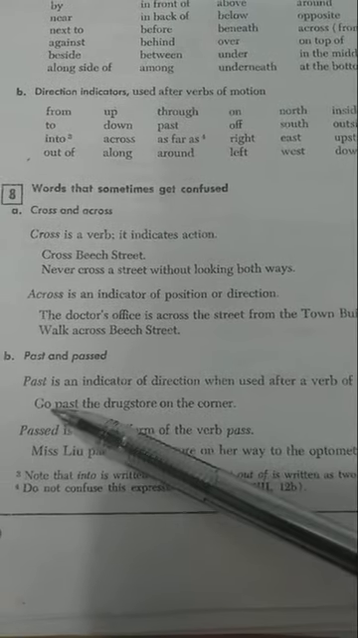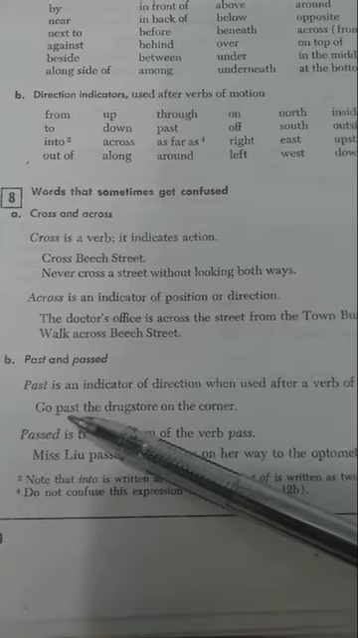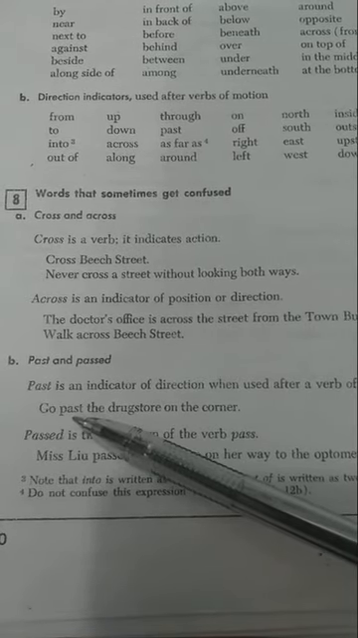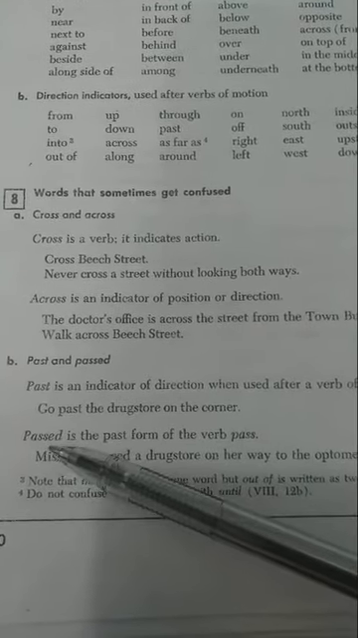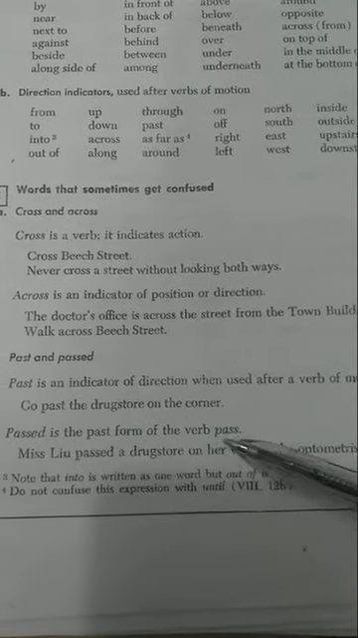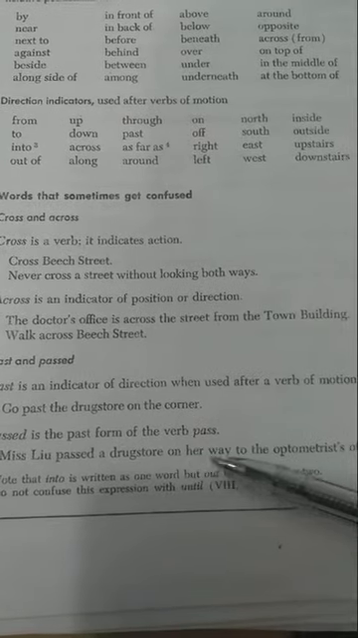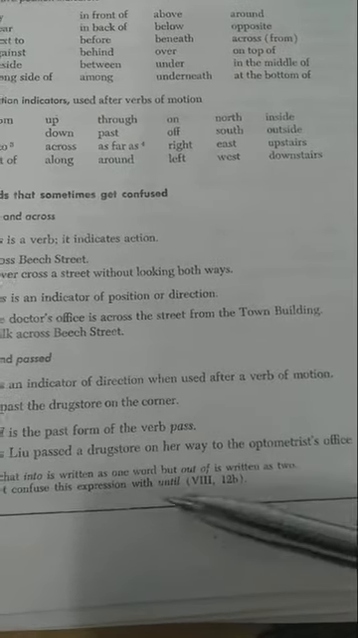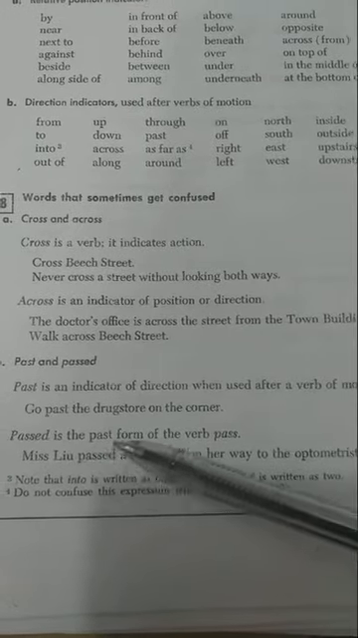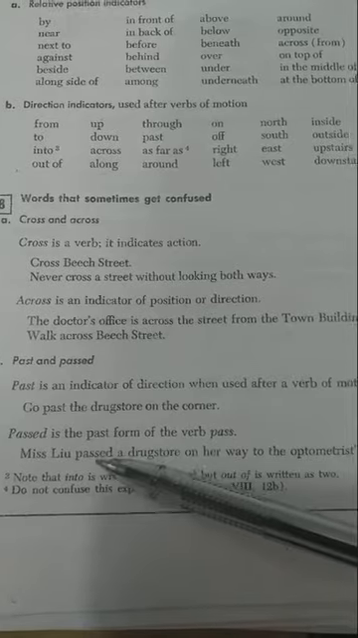Let's examine the following example. Go past the drugstore on the corner. So here past is an indicator of direction, whereas past with the ed is the past form of the verb pass. It is the past form of the verb pass. For instance, Miss Lou passed a drugstore on her way to the optometrist office. Okay, so here past comes as a past tense of the verb pass.